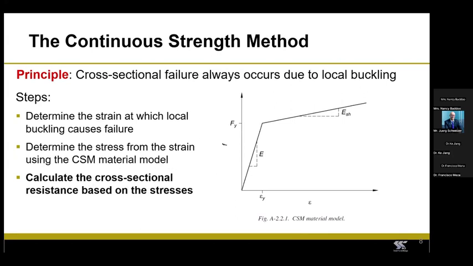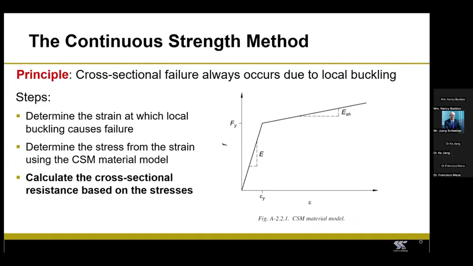Once you know the stress distribution within the cross-section, you can calculate the cross-sectional resistance. But instead of you having to derive these equations, the stainless steel design code will give you the equations that you need, depending on whether the cross-section is subject to compression, bending, or any other type of loading.